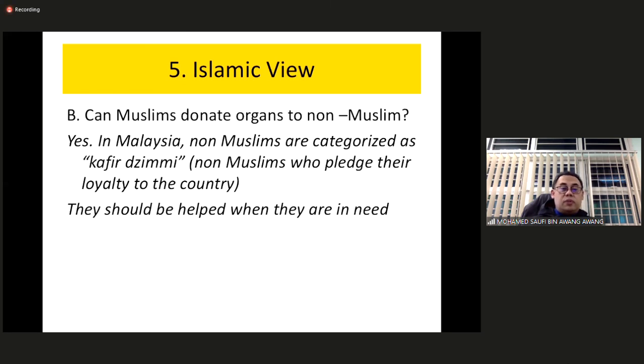Question number two, can Muslims donate organs to non-Muslims? Yes, in Malaysia, non-Muslims are categorized as kafir zimmi, and they should be helped when they are in need. So there is no issue on this.